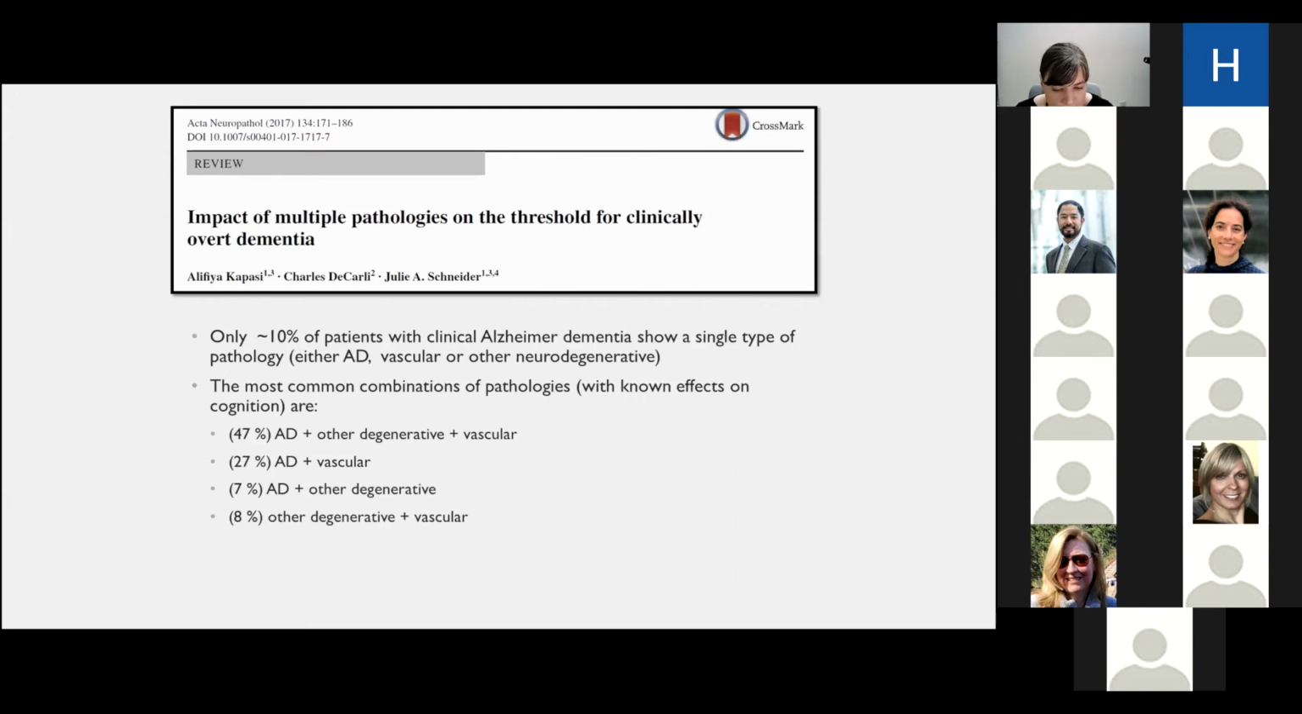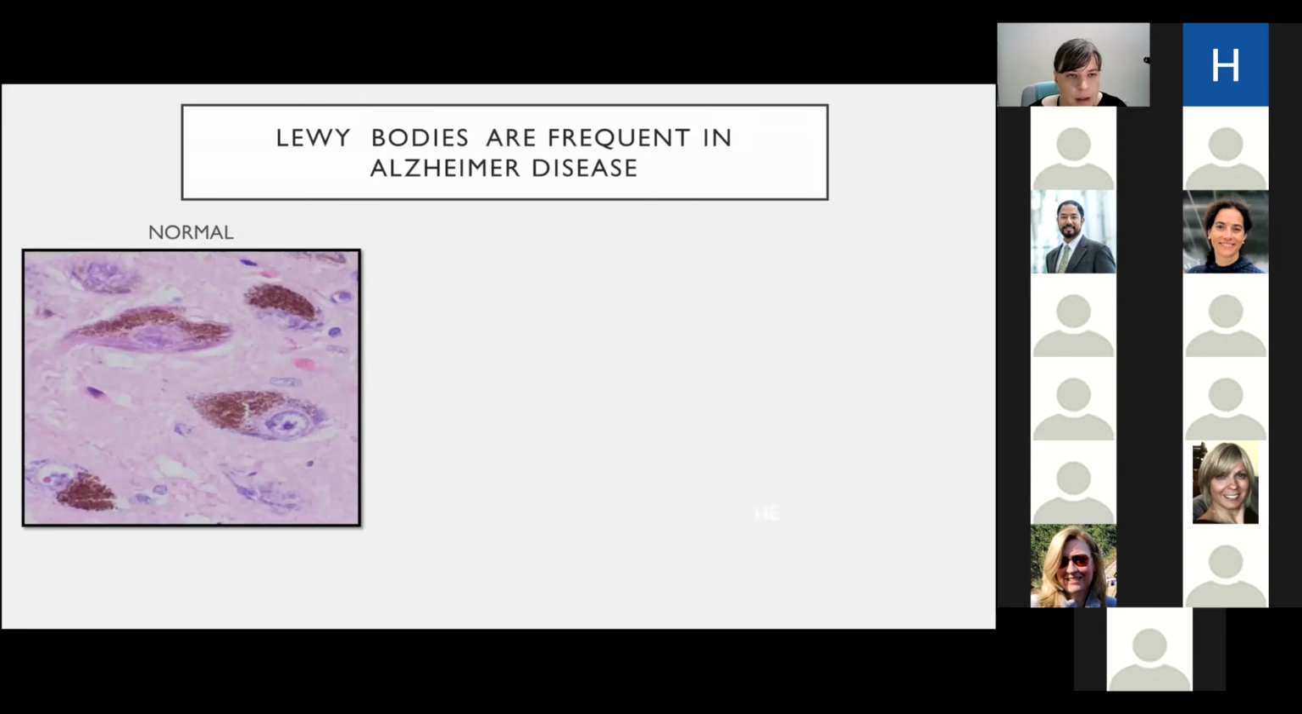And we know that the other pathologies that co-occur with plaques and tangles also have effects on cognition, and we don't quite know how each one of these contributes to the overall cognitive impairment. Here, I will show you two examples of these pathologies that we see co-occurring with Alzheimer's disease.